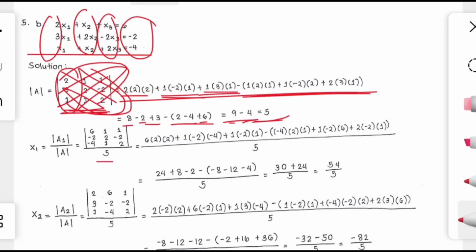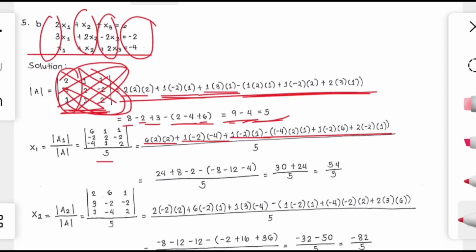So finding the determinant, we have 6 times 2 times 2 plus 1 times -2 times -4, plus 1 times -2 times 1, subtracted minus this. So we have -4 times 2 times 1 plus 1 times -2 times 6 plus 2 times -2 times 1, all over 5, since this is our determinant of A.